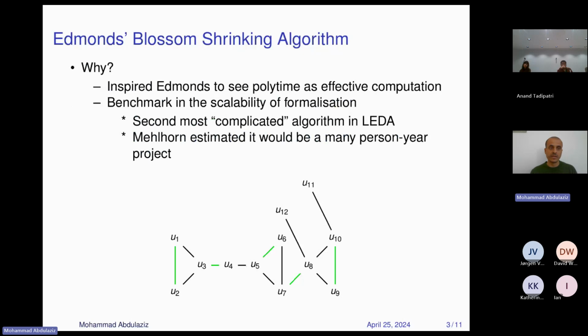So this was the first time that this algorithm, discovering it, was indirectly a reason for this association of efficiency of computation and polynomial running time. In addition to that, from a verification perspective and from a formalization perspective, it was a benchmark because it's the second most complicated algorithm in LEDA, and in general, it needs deep graph theory and discrete mathematics behind its correctness. So it was considered a hard problem for verification and formalization.